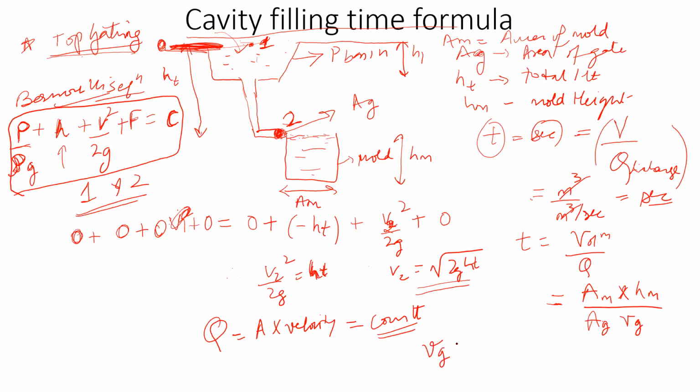What is the velocity of the gate? We have already found that, it is V2, which is equal to under root 2g ht. If you substitute here, time taken to fill the cavity is Am Hm divided by Ag into under root 2g ht. This will be your final time taken. Any doubts up till now? Please ask me.